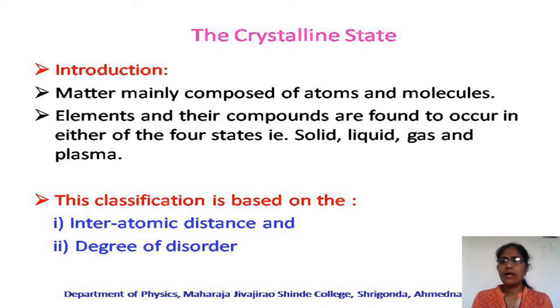Similar is the thing in case of atoms. If the atoms are ordered, it means that they are periodically arranged, then they are having ordered arrangement. And if this periodicity is not maintained anyhow, then they are said to be disordered. So, all these solid, liquid, gas, and plasma states of matter are based on interatomic distance and degree of disorder. Let's start with solid. In case of solid, the interatomic distance, that is distance between two atoms, is very less.